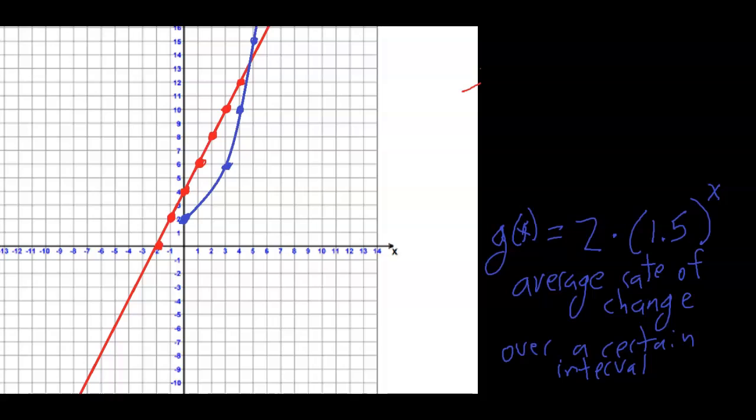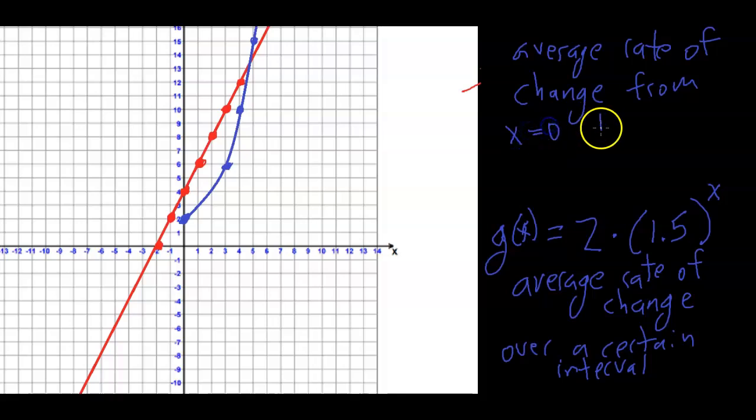Okay, so now that we know that g of x, or any exponential function, can have an average rate of change over a certain interval, what in the world does that mean? Over a certain interval means over a certain interval of the domain. So for example, let's try to calculate the average rate of change from x equals 0 to x equals positive 3. That's an interval. And we can calculate the average rate of change of g of x over that interval. How do we do that?